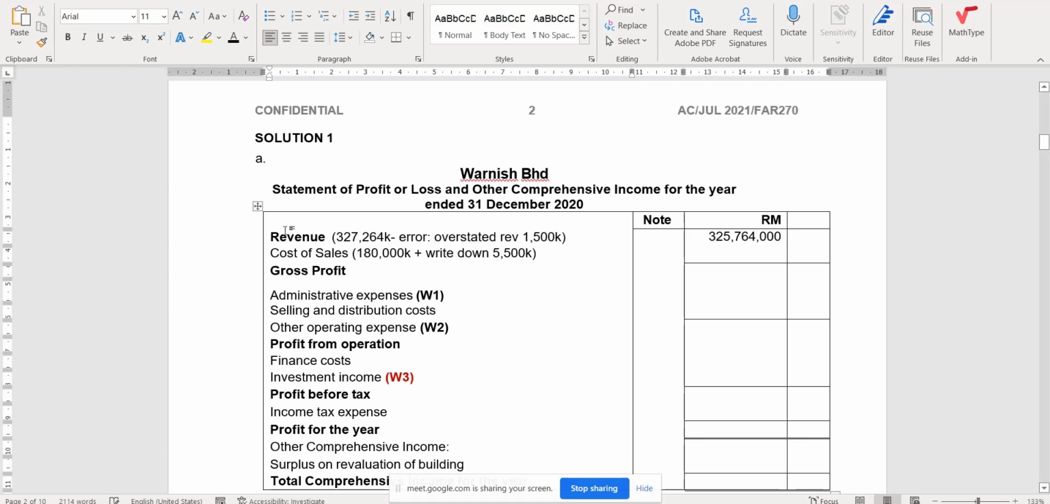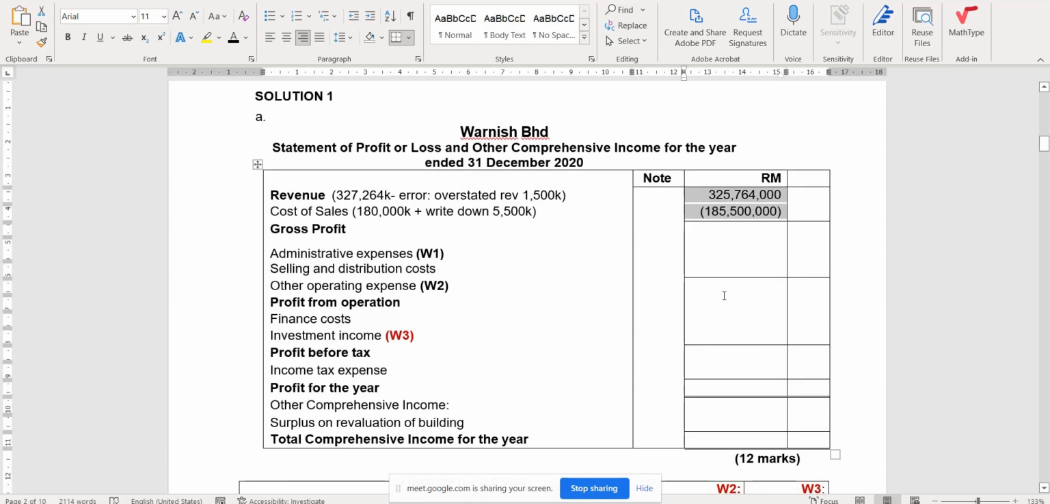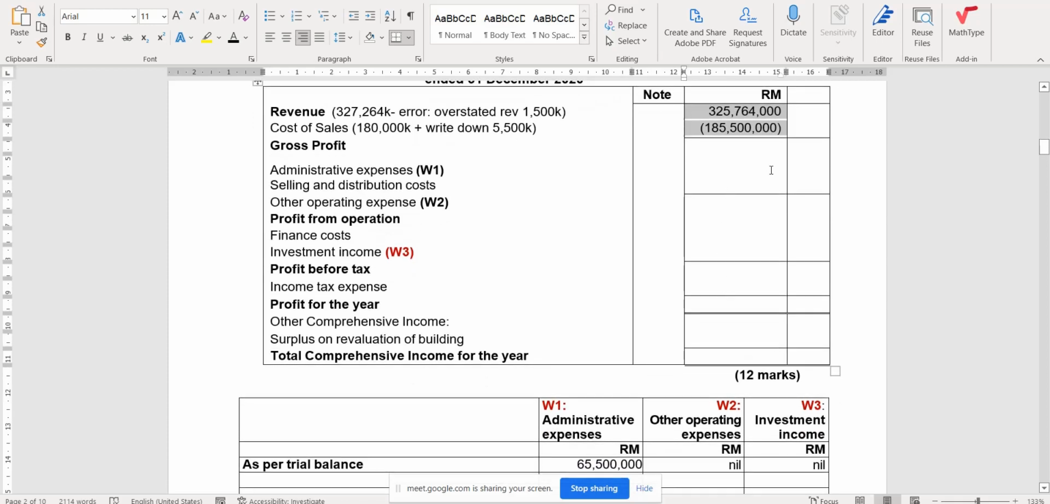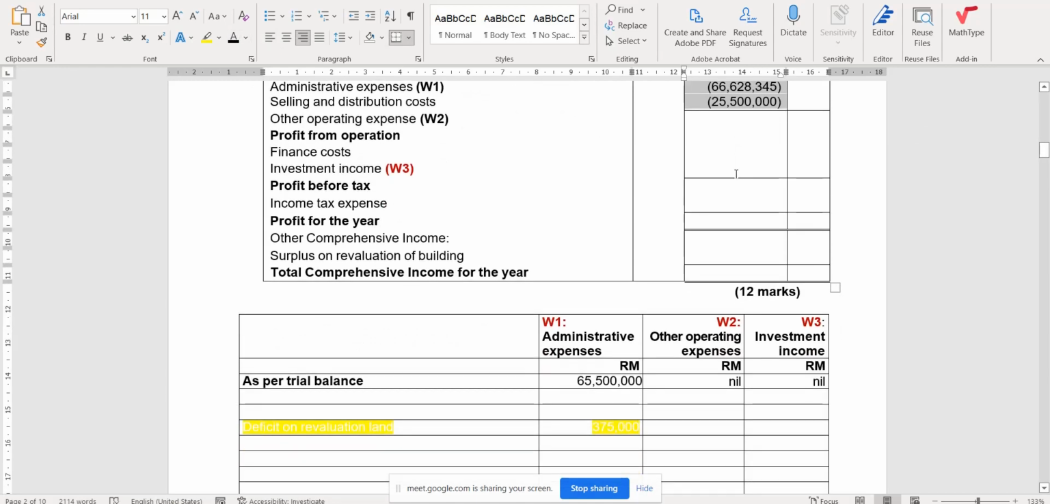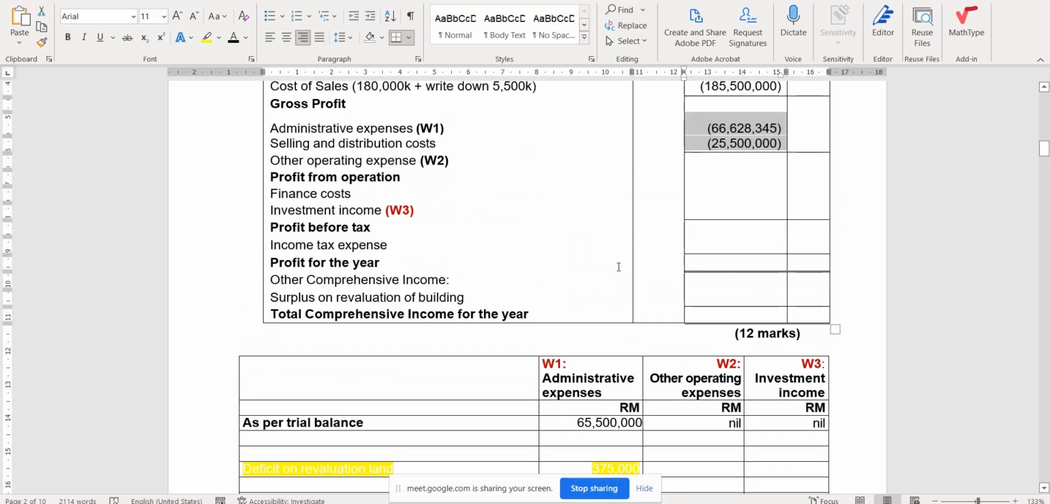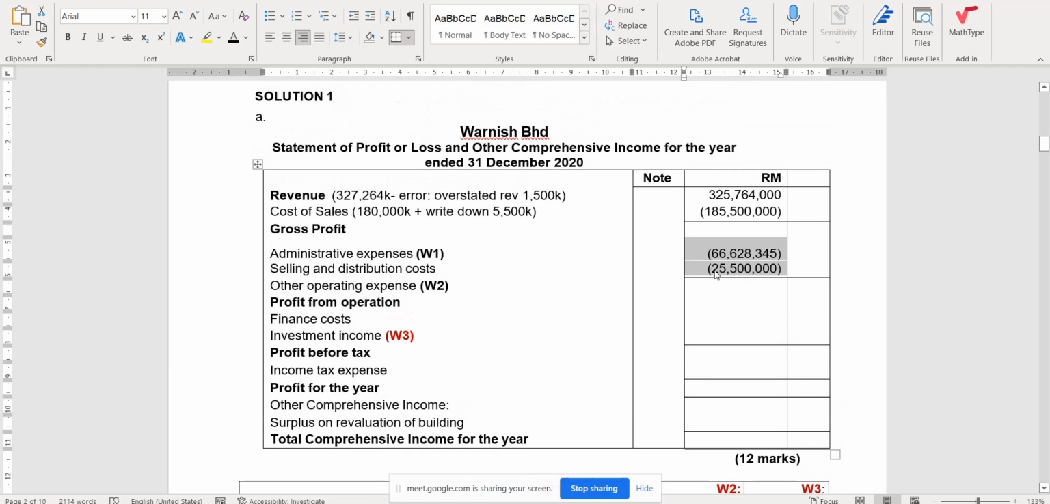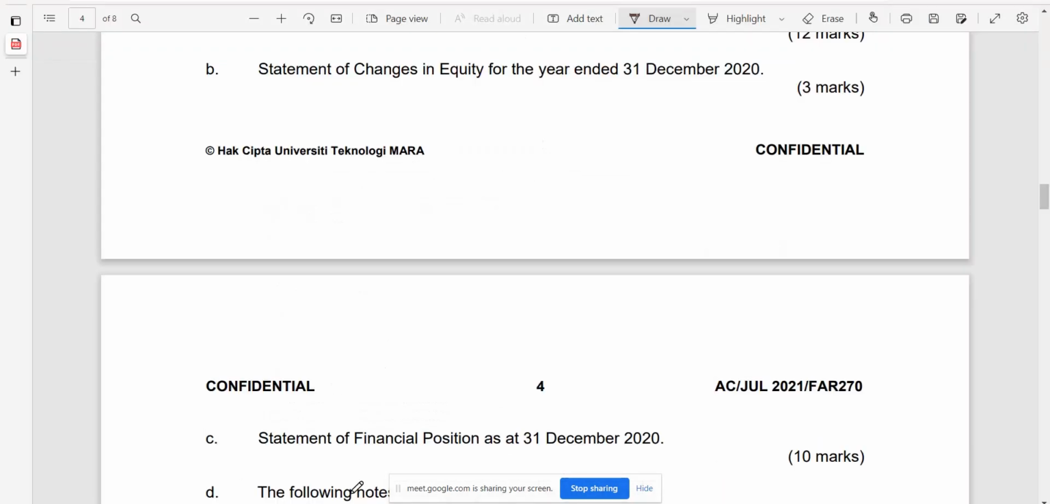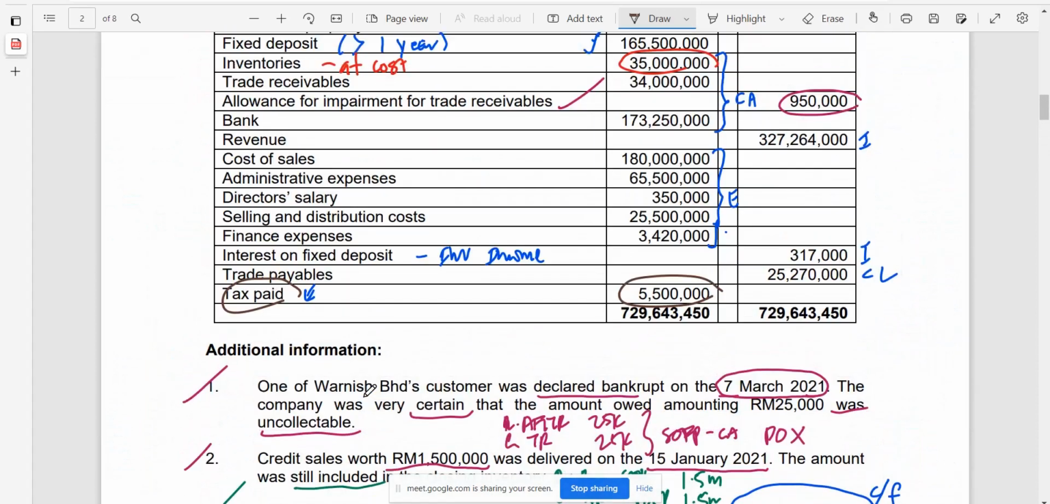Okay. The next one is for your cost of sale. The item cost of sale should be 185,500. Write down of inventories is being added. The next one is I focus on the admin expenses first. So admin expenses, your figure and selling should be these two amounts that I show, and this is the working here. Let us look at the working for admin first. Admin. For the selling, no workings. It was just directly from the trial balance for the selling.